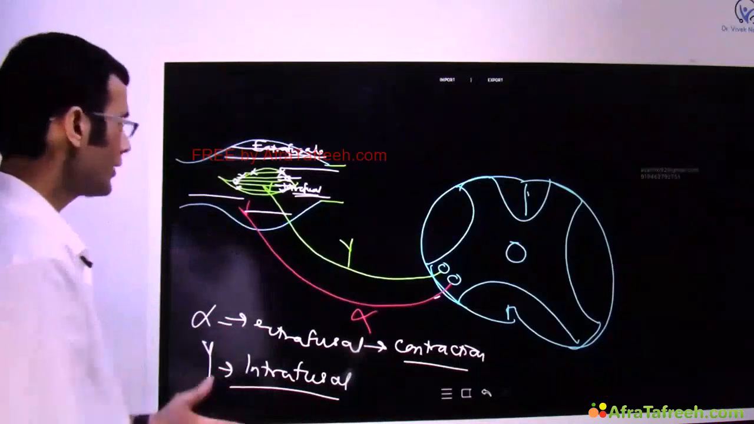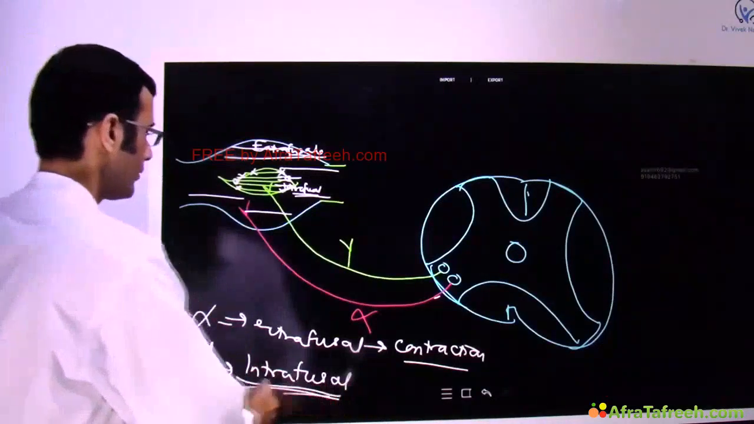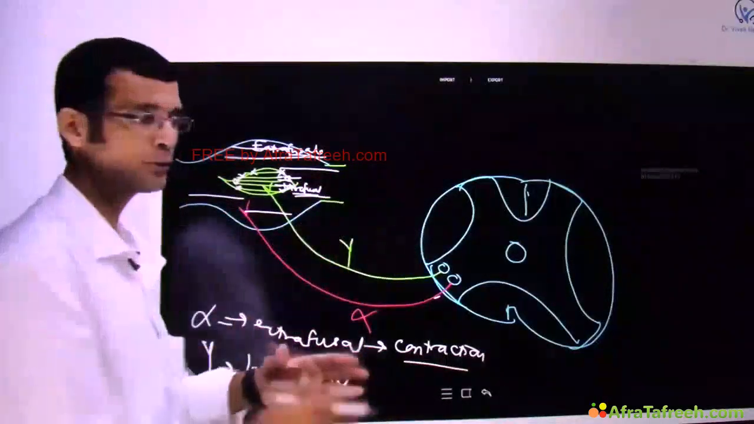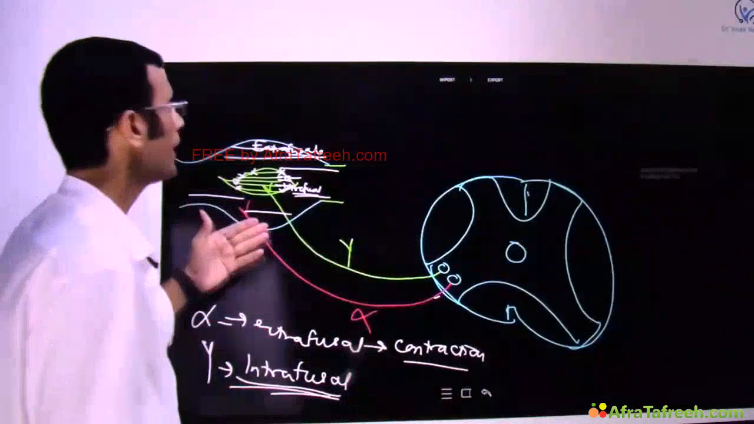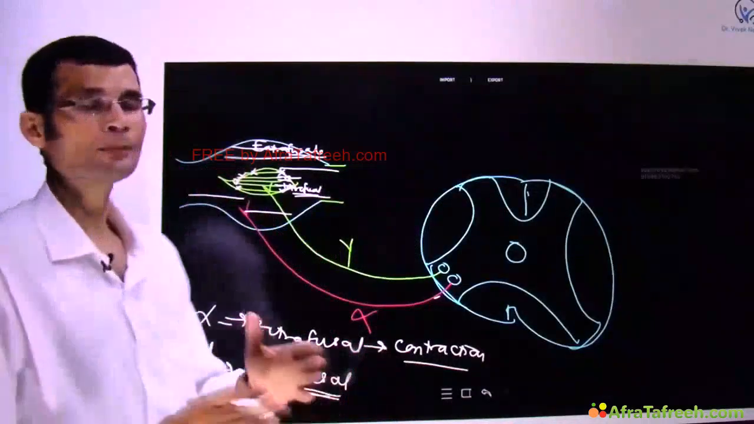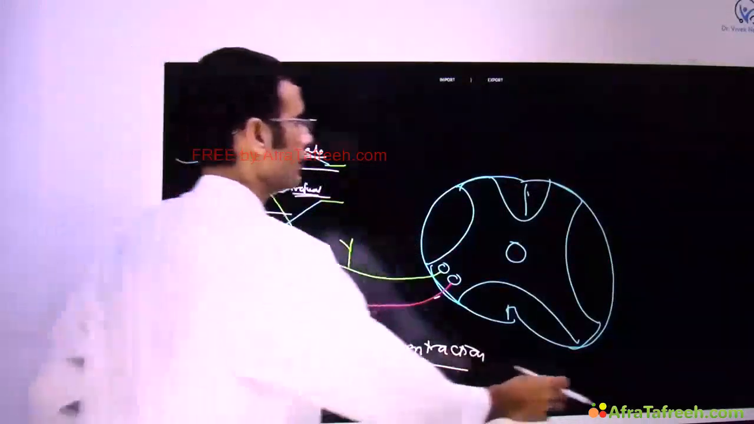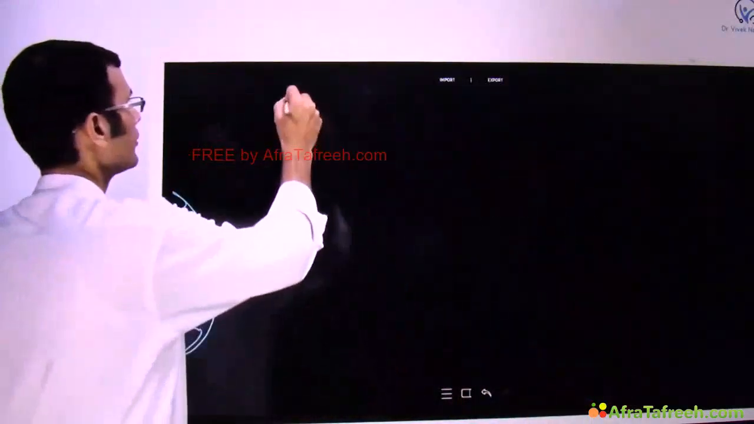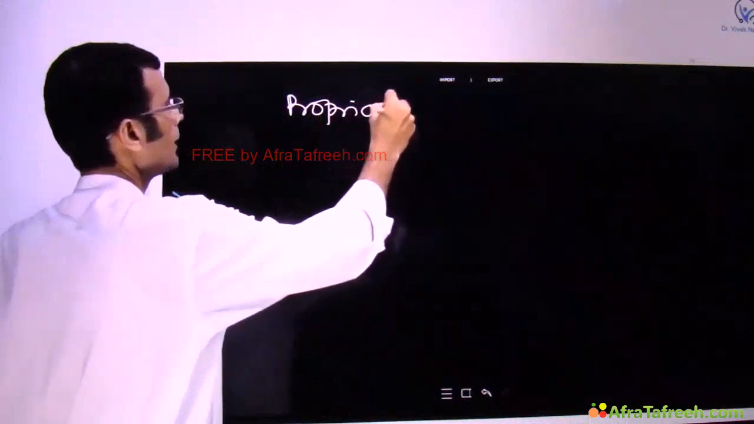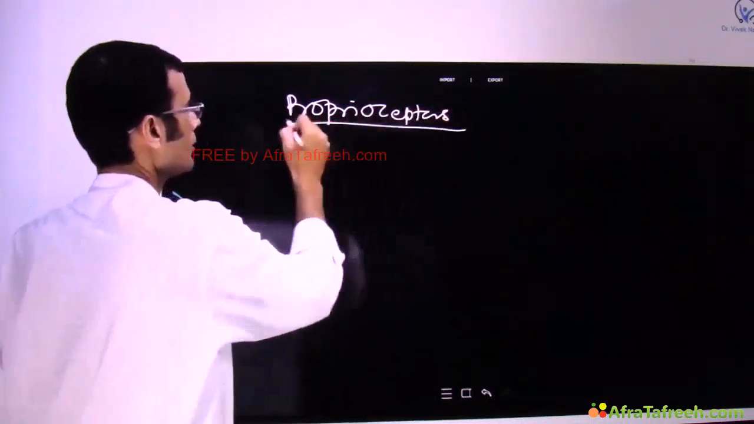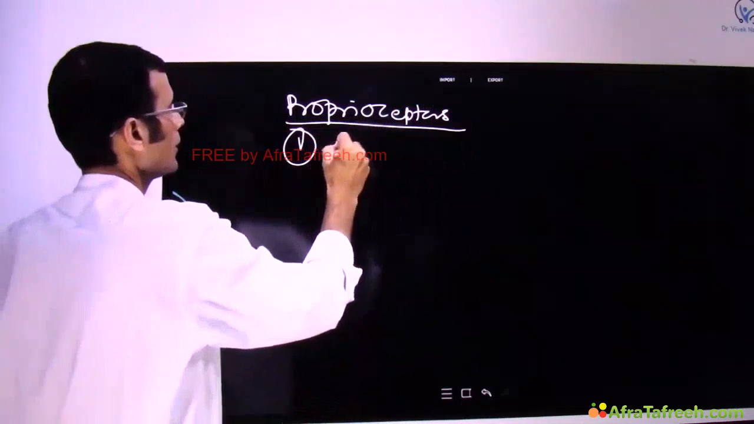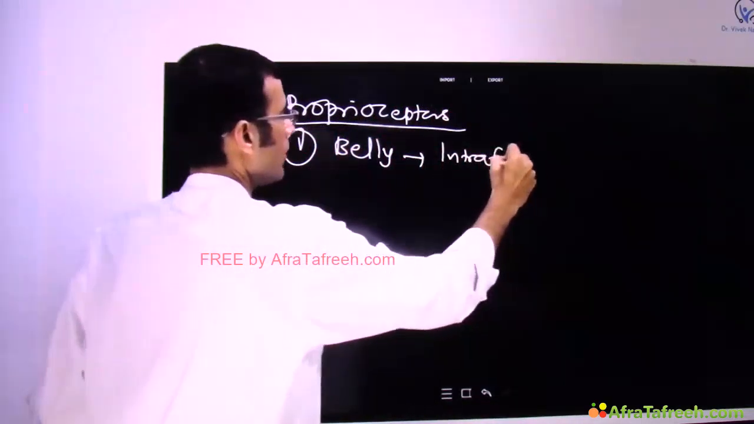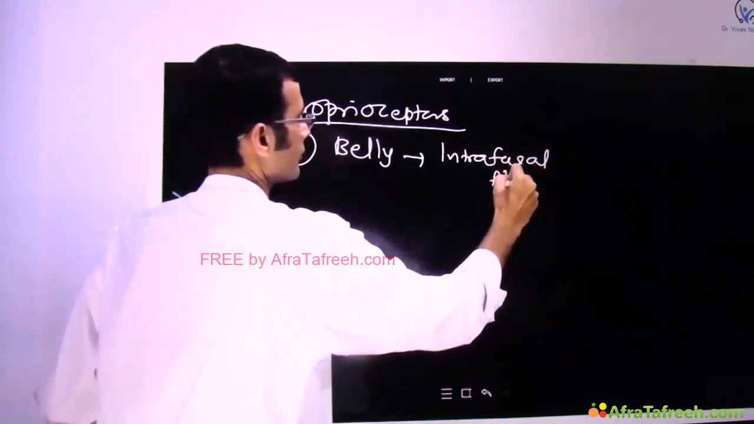Then what is the role of intrafusal muscle fibers? Intrafusal fibers are short and small, and they cannot cause the muscle to contract. They form what is called a proprioceptor in the muscle. So let us discuss the proprioceptors in the muscle first. There are two types of proprioceptors in the muscle. One in the belly of the muscle, and formed by the intrafusal fibers.